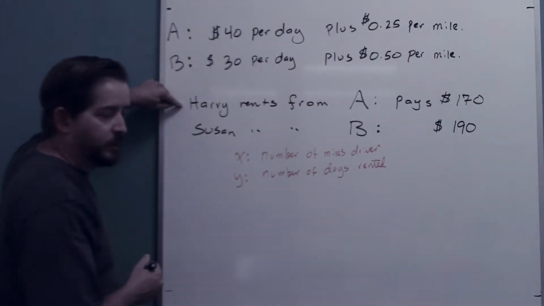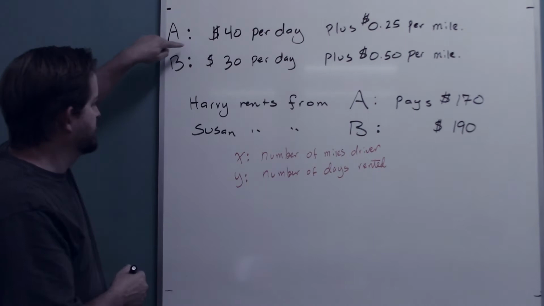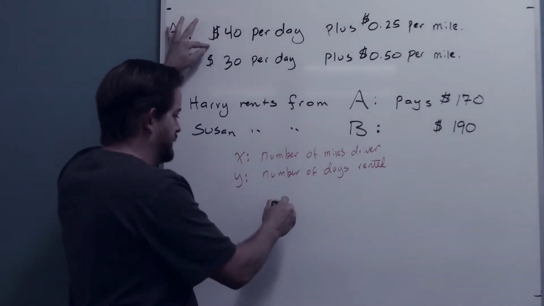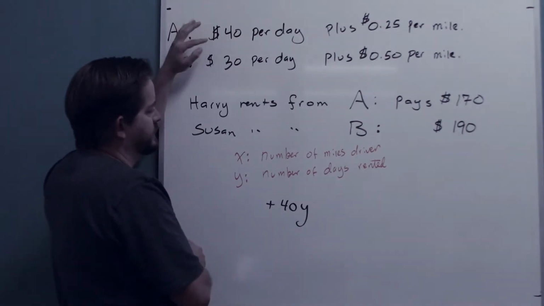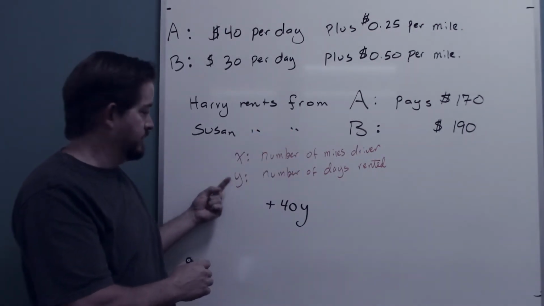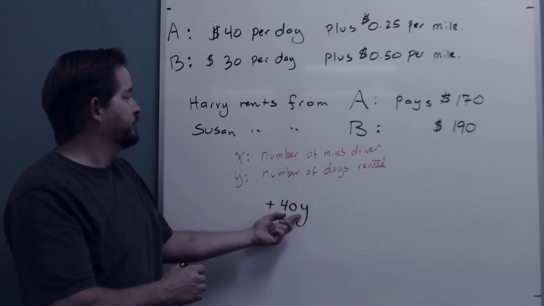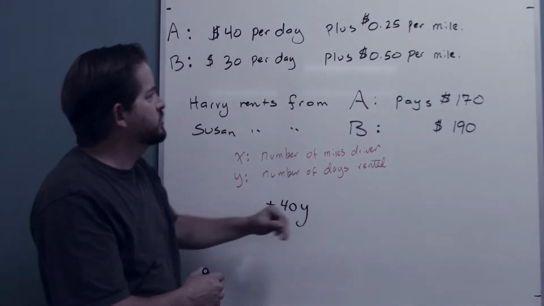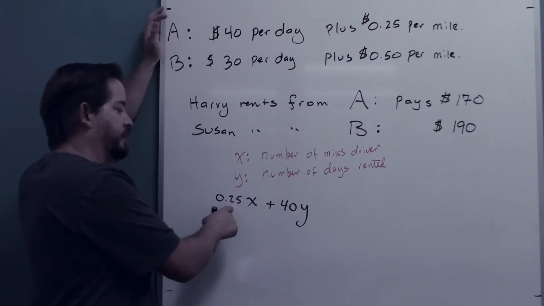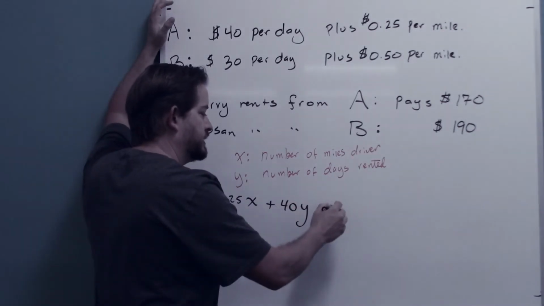Those two equations are Harry's equation. Harry rented from American Rentals, and he rented for $40 per day, so that's Y. So for Harry it was 40 multiplied by Y. It doesn't really matter which one of these you define to be X or Y. But since I defined number of days to be Y, I'm going to put $40 per day as 40Y, plus this 25 cents per mile, and I'm just going to put the X first because we're used to that. 25 cents per mile driven times the number of miles driven plus $40 per day multiplied by the number of days is his total cost, which is $170.